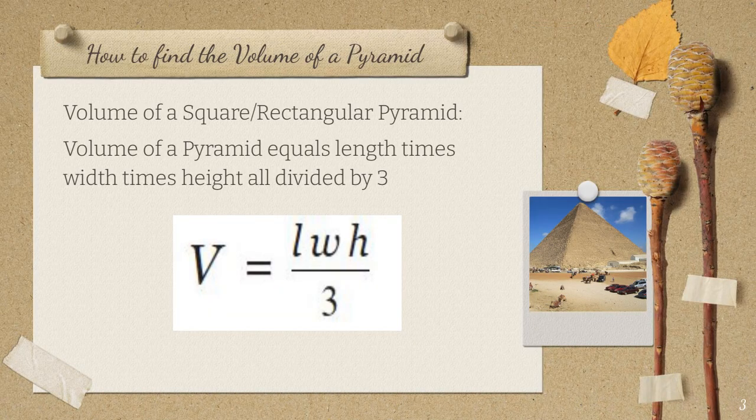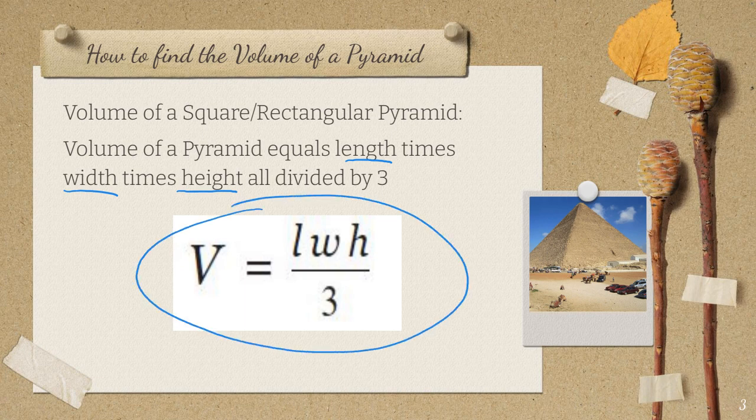So to find the volume of a pyramid, there are two different ways, because we have square or rectangular pyramids. For those pyramids, the volume equals length times width times height, all divided by 3. So there it is in words, and here it is in the formula view. So length times width times height divided by 3. And again, that's for your rectangular or your square pyramids.